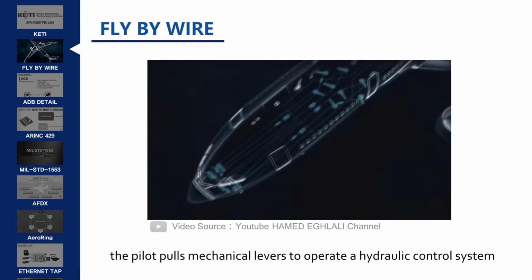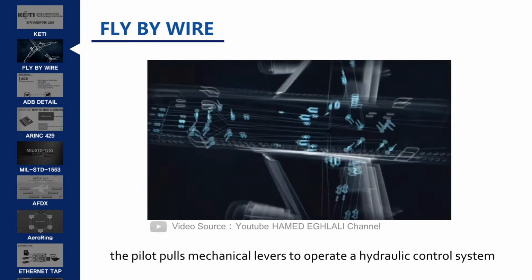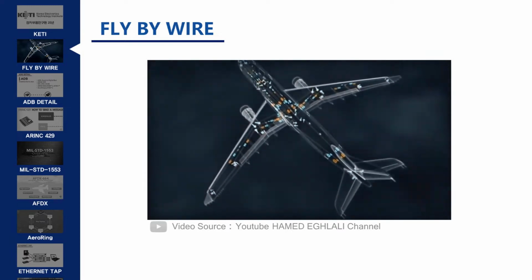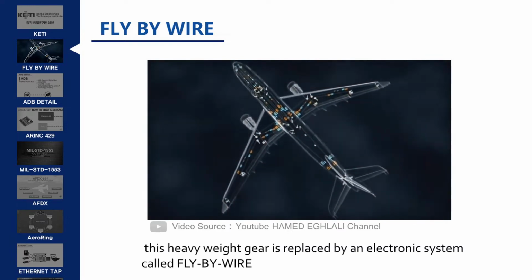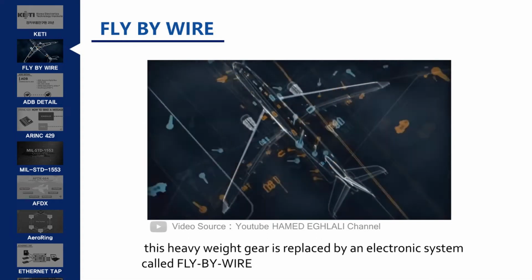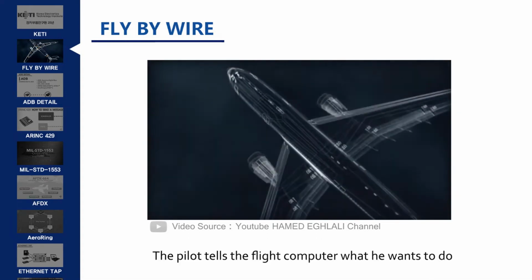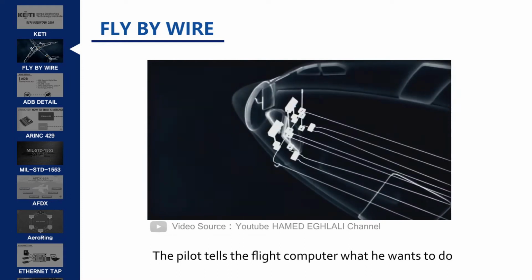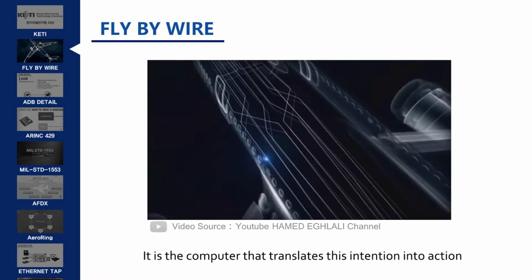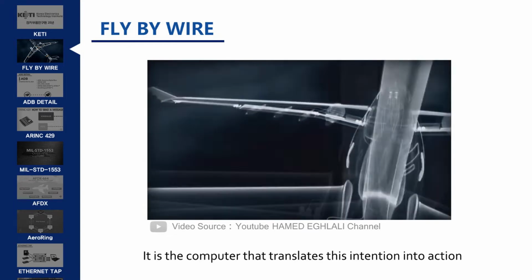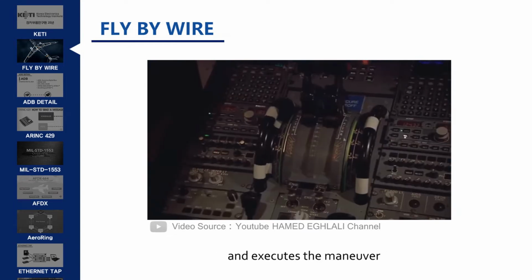The pilot pulls mechanical levers to operate a hydraulic control system. But on the A330, this heavyweight gear is replaced by an electronic system called fly-by-wire. The pilot tells the flight computer what he wants to do, but it is the computer that translates this intention into action and executes the maneuver.